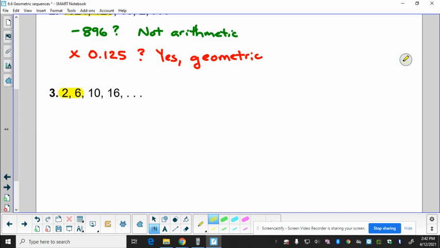6 minus 2 would be 4, right? Do we add by 4 each time? 6 plus 4 is 10, no. That did not work. It's not arithmetic.